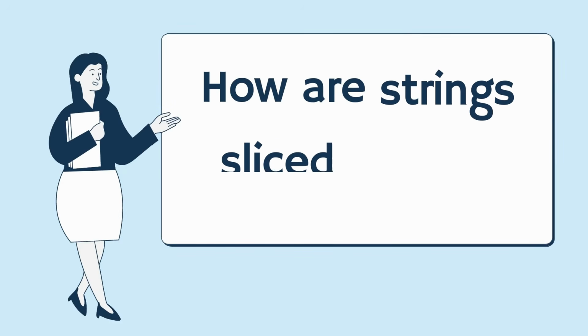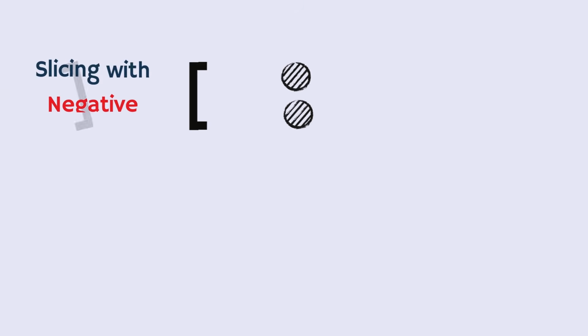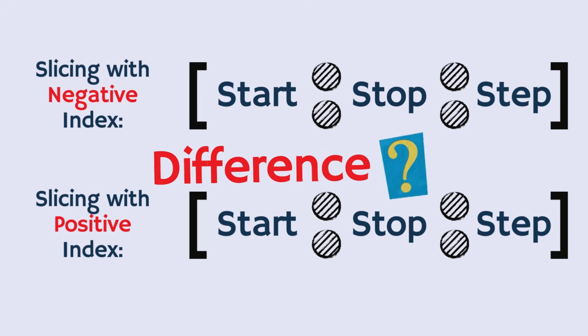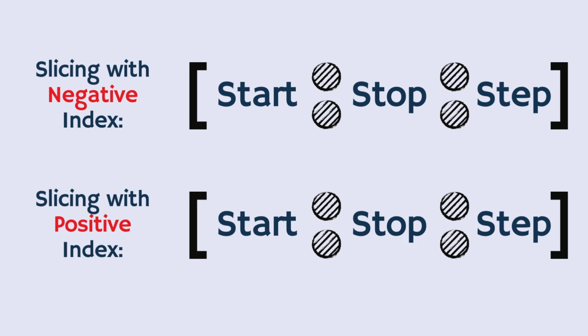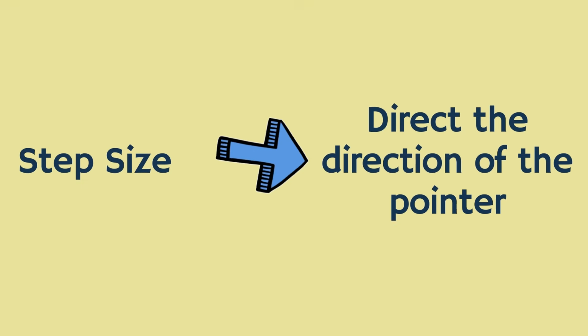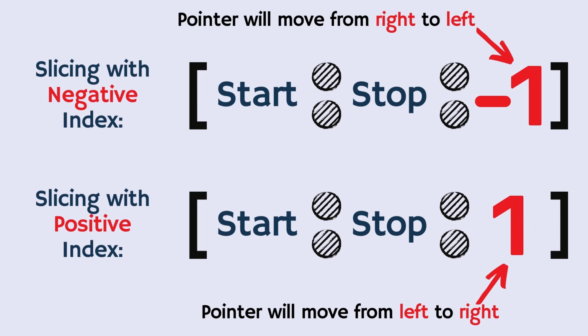Let's now move on to our next topic, which is how to slice a string using a negative index. Slicing using a negative index is quite similar to that done using a positive index. But one of the distinguishing features between both is that when the slicing is done using a negative index, the step size is negative, while when the slicing is done using a positive index, the step size is positive. This is important because the step size will direct the direction of the pointer. If the step size is positive, then the pointer will move from left to right in the array. But if the step size is negative, then the pointer will move from right to left in the array.